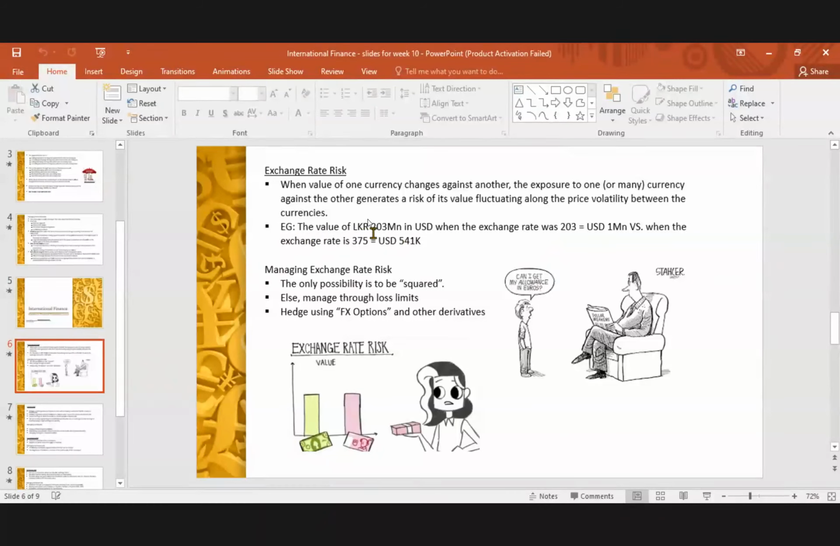The value of 203 million in US dollars, when the exchange rate was 203, was 1 million. When the exchange rate is 375, the value of 203 million rupees is 541 US dollars. Now, what does this mean?